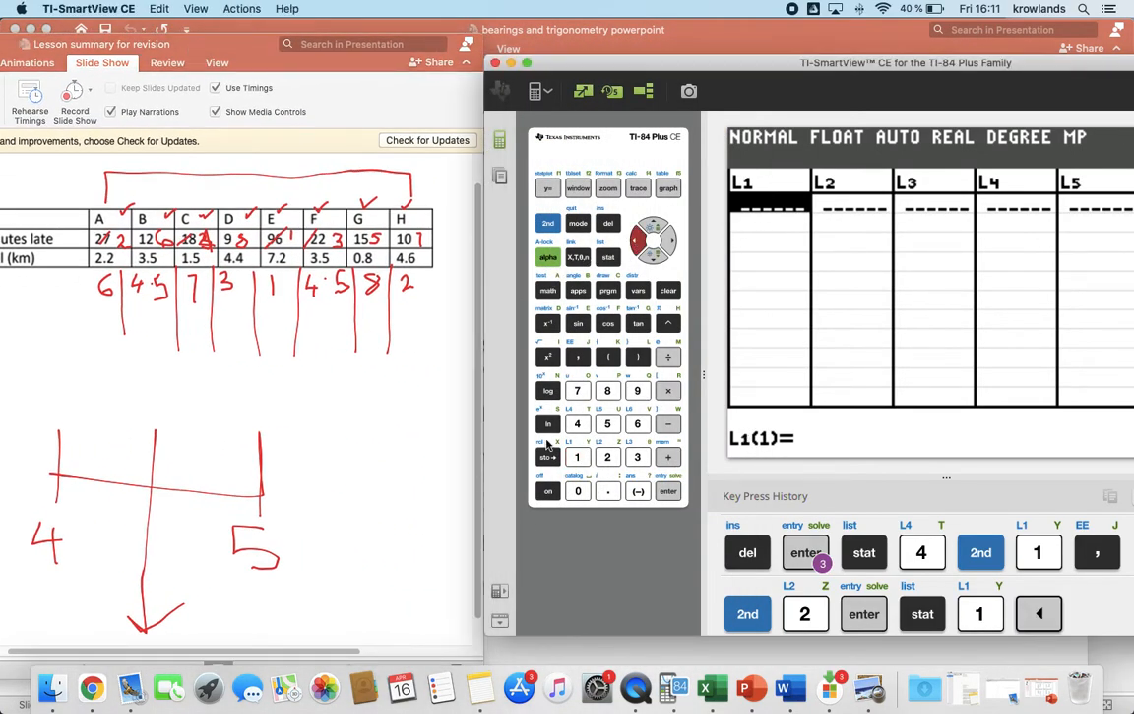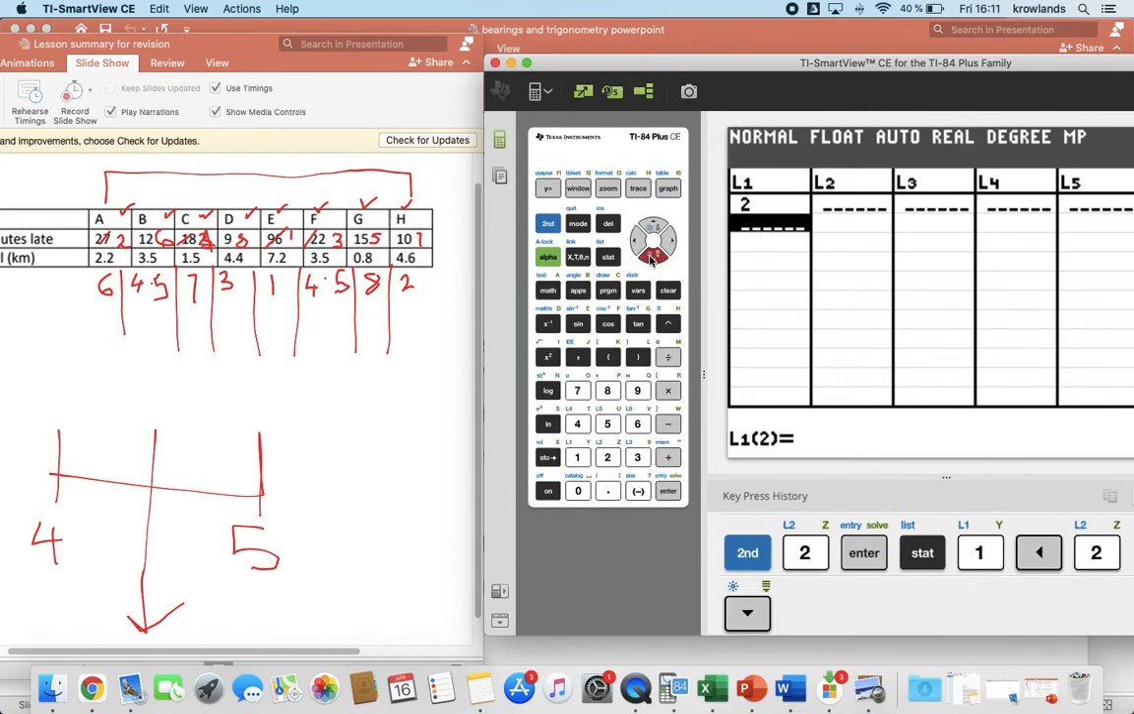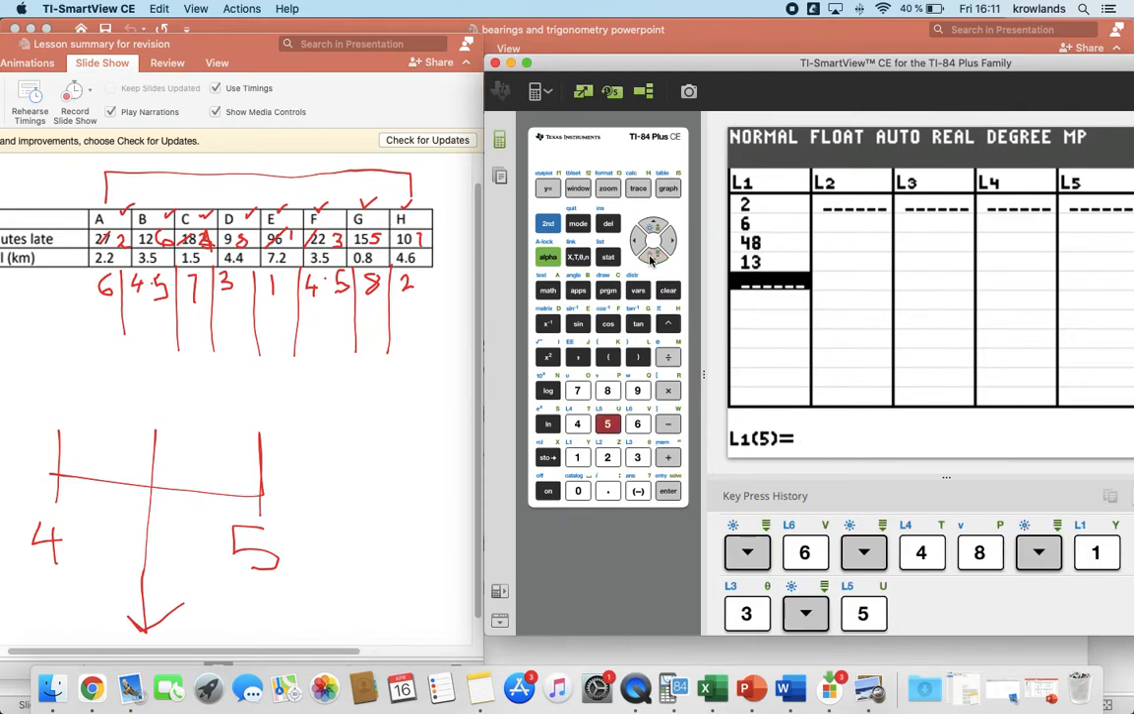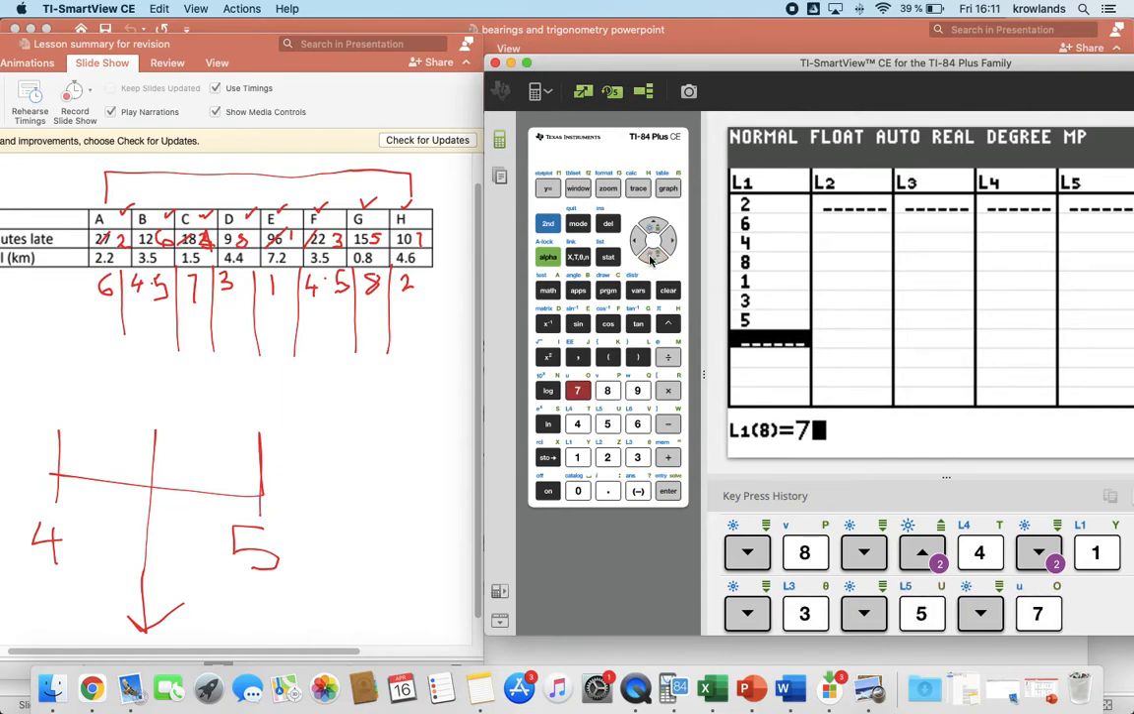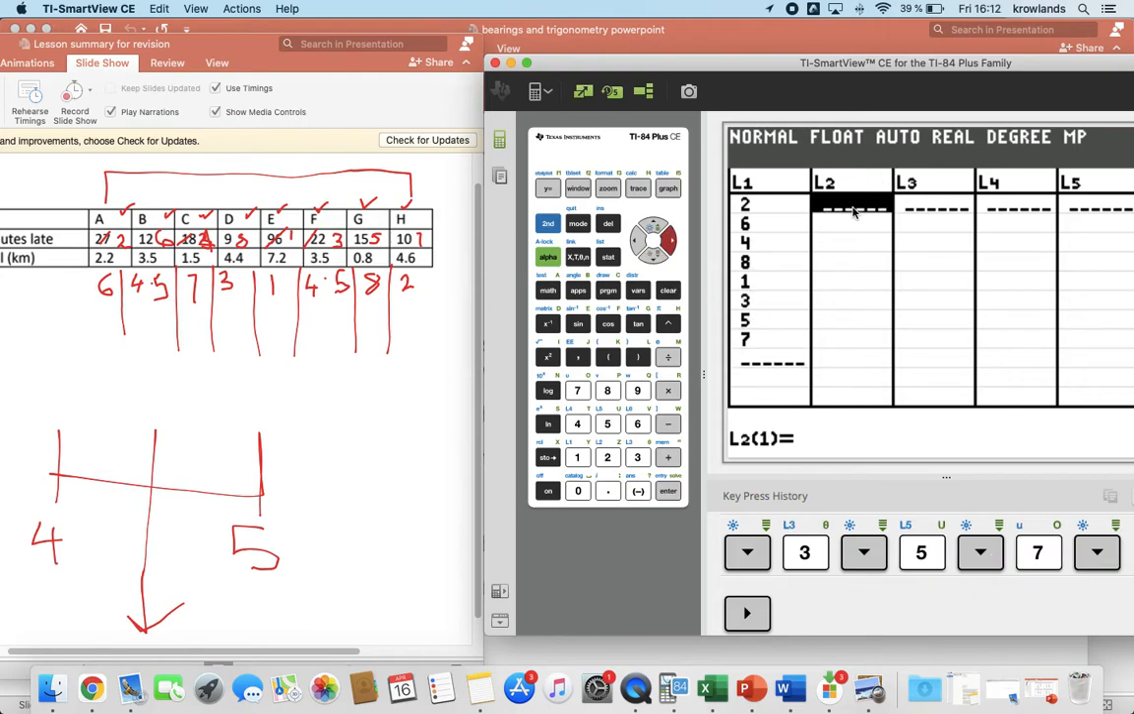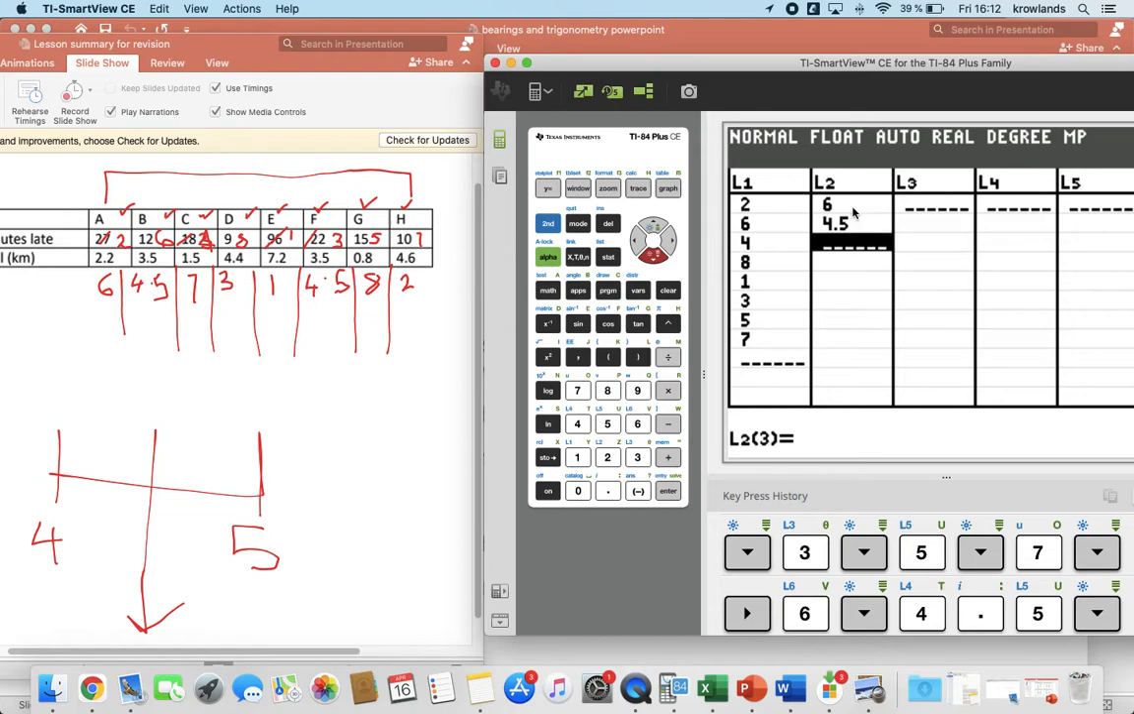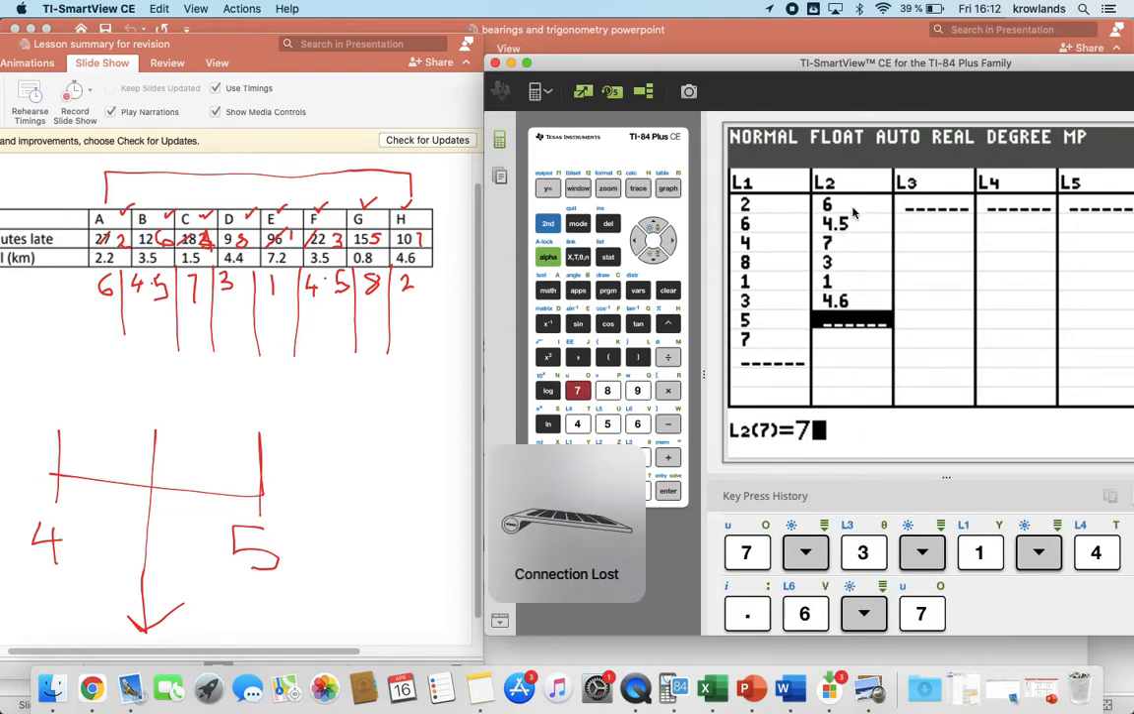So in list 1, we're going to go for the following: 2, 6, 4, 8, 1, 3, 5, 7. And you should have a list of 8 numbers, all between 1 and 8. 1, 2, 3, 4, 5, 6, 7, 8. Exactly correct. Let's do the same for the next list. 6, 4.5, 7, 3, 1, 4.5, 8, 2.